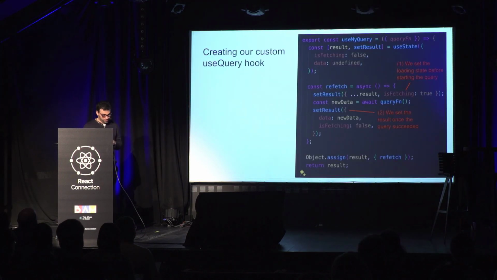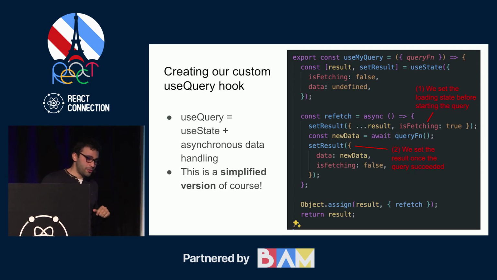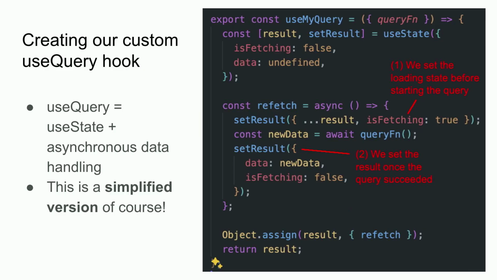For that, let's create our custom useQuery hook. A useQuery hook, in a simplified version of course, is just a useState to store the result, and a proper asynchronous data handling where we set the isFetching before starting the query, and then we wait for the query to be finished to set the data state and the isFetching to false.